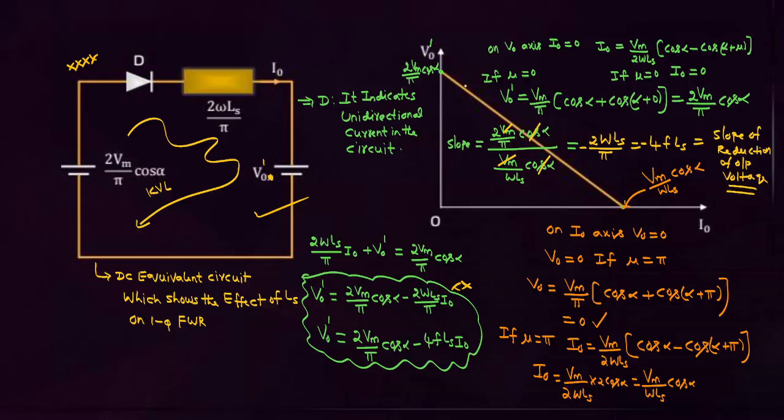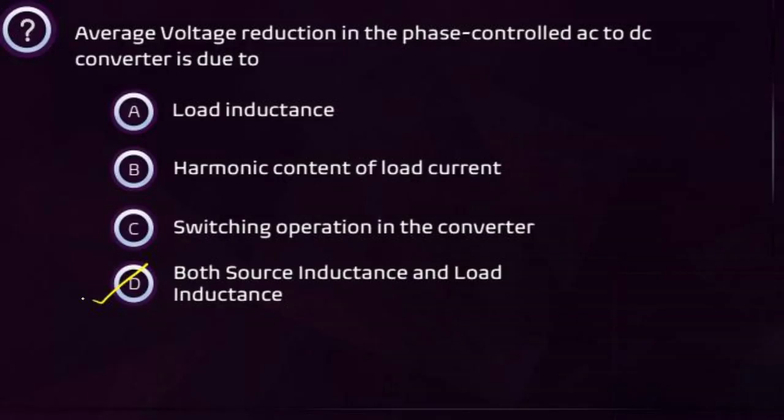At what slope is the average output voltage reducing? This is the reduction of average output voltage now. The reduction of average output voltage means it has a positive slope or negative slope? Negative slope. At what slope is it reducing? 4f Ls. It is reduced by a slope of 4f into Ls, or 2 omega Ls by pi. That is the slope of reduction of average output voltage. That point also you have to concentrate on.